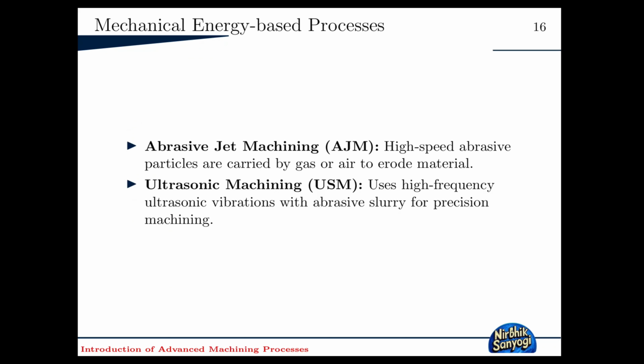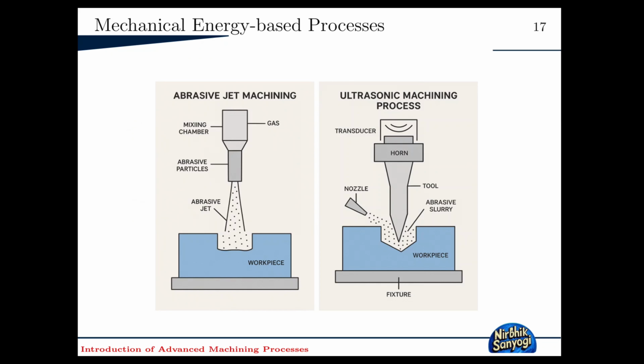And ultrasonic machining uses high frequency ultrasonic vibrations with abrasive slurry for precision machining. The schematics of these two processes, abrasive jet machining and ultrasonic machining, are depicted in this figure.